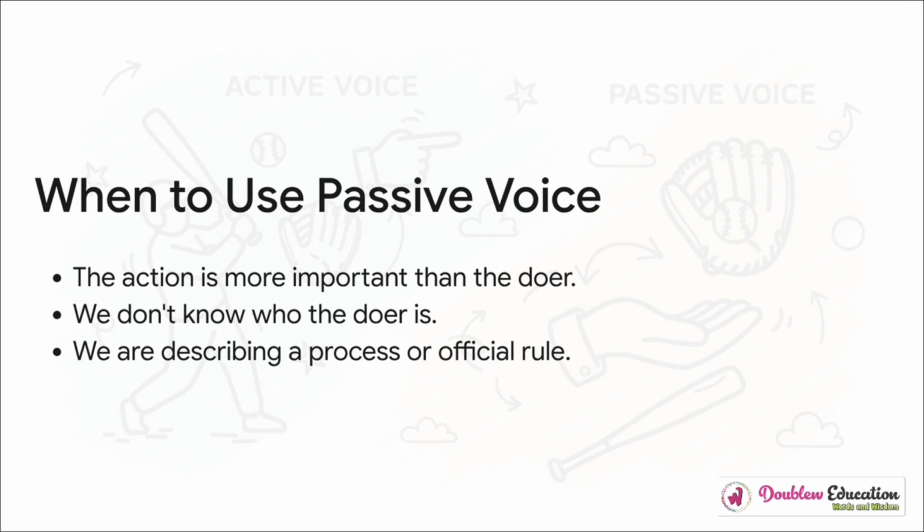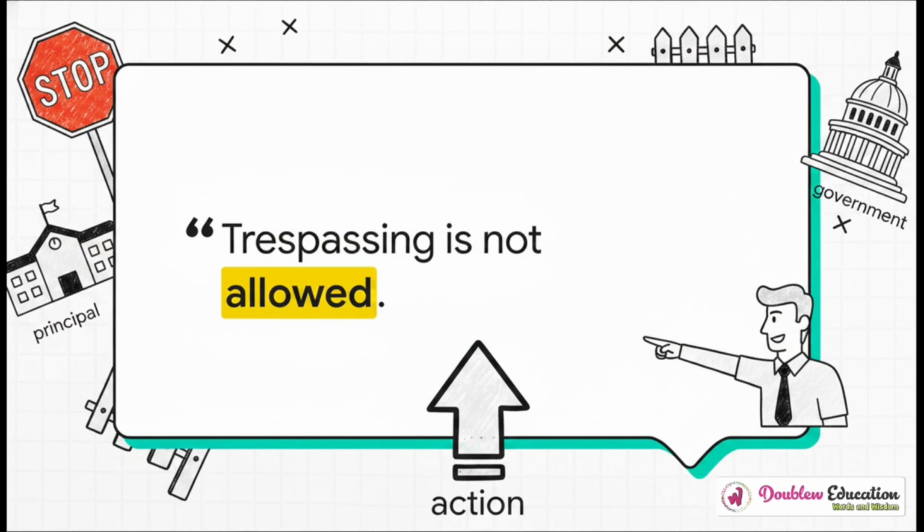Sometimes the action itself is just way more important than who did it. Other times, we honestly just don't know who the doer is. And it's also super common in things like official rules and science reports. Think about a sign like this. Does it really matter who doesn't allow trespassing? The principal, the government? Not really. The important thing is the rule itself. The focus is on the action, not the person behind it. That's a perfect real-life use of the passive voice.